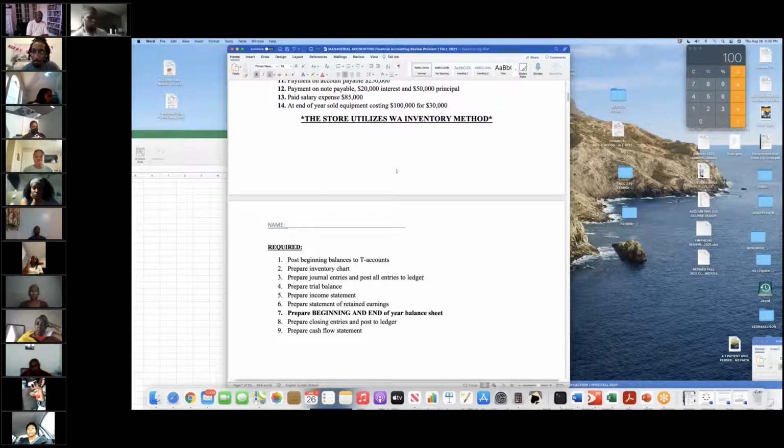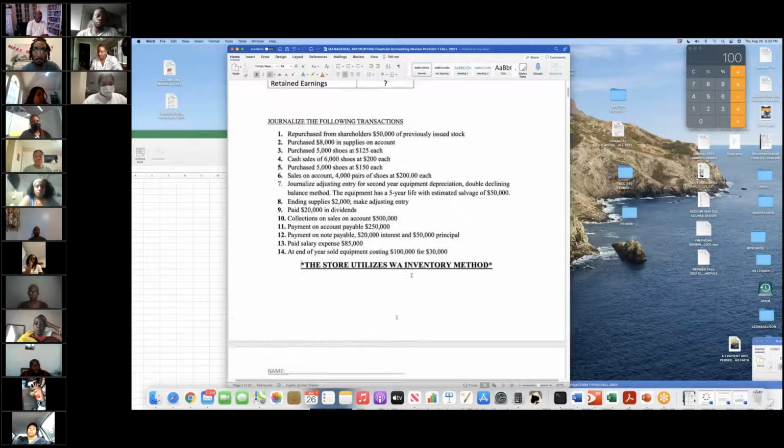to the ledger, prepare the trial balance, prepare the income statement, prepare the statement of retained earnings, prepare the beginning and end of the year balance sheet, prepare closing entries and post to the ledger, and prepare the cash flow statement.